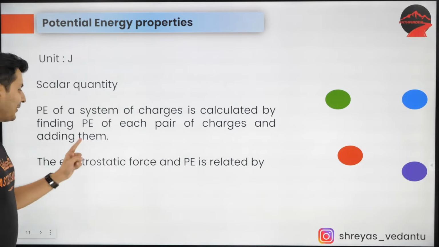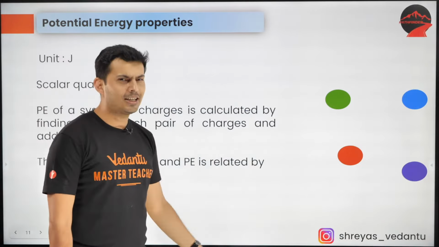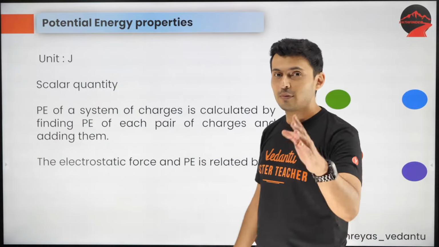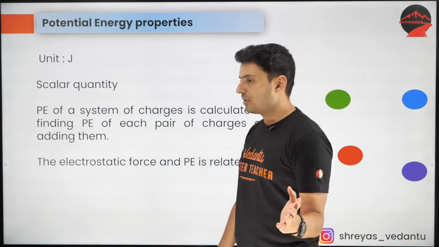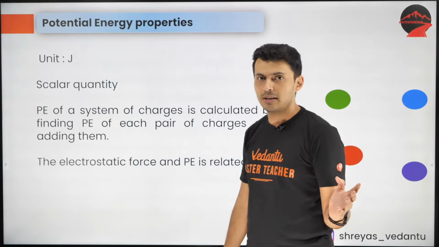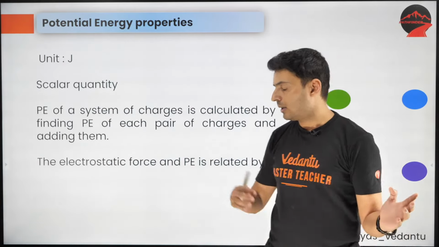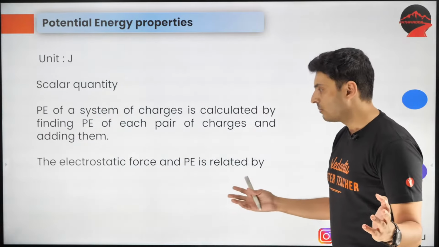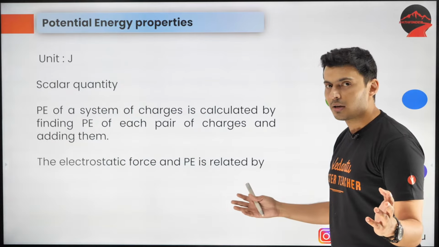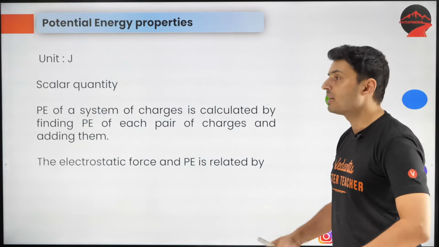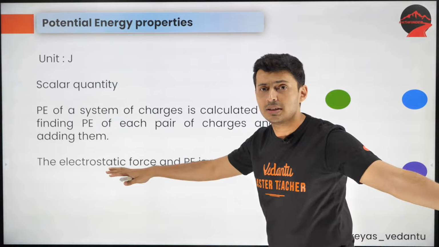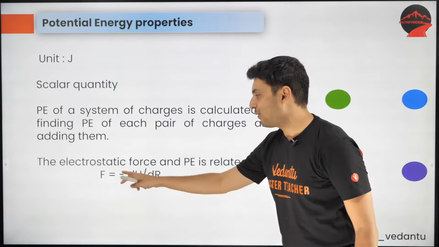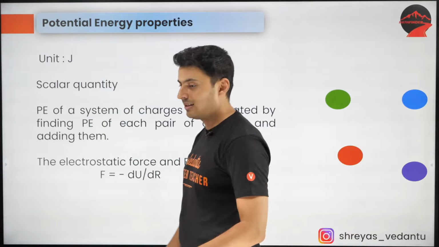The electrostatic force and potential energy are related by the most famous relationship of work and energy from 11th standard. What's the relation between potential energy and force? Are they husband and wife? Boyfriend and girlfriend? Brothers and sisters? In fact, any potential energy and its corresponding force have the same relationship: F is minus dU by dr, the most famous relationship out there.